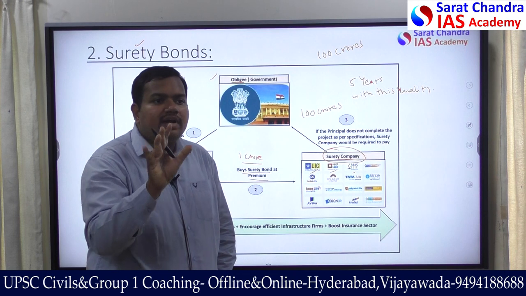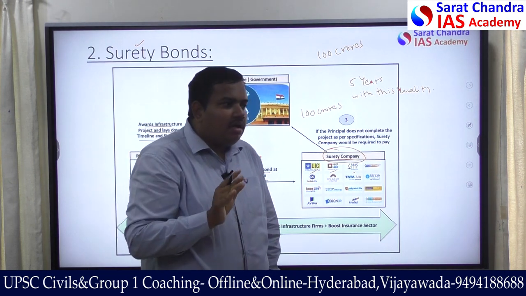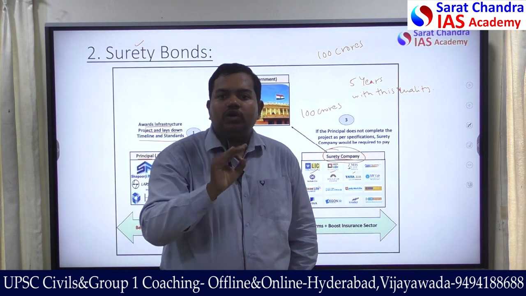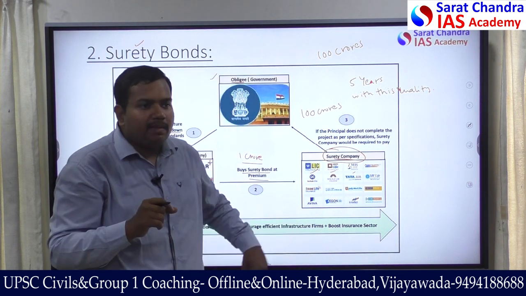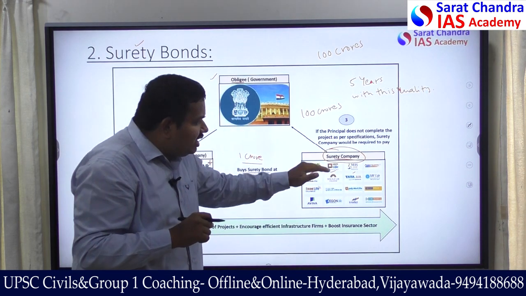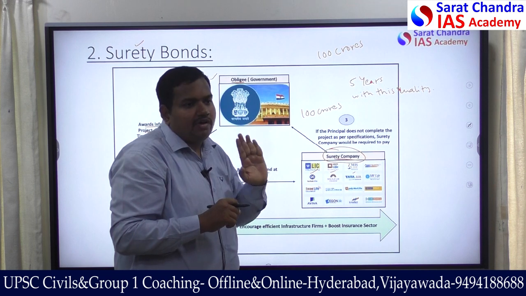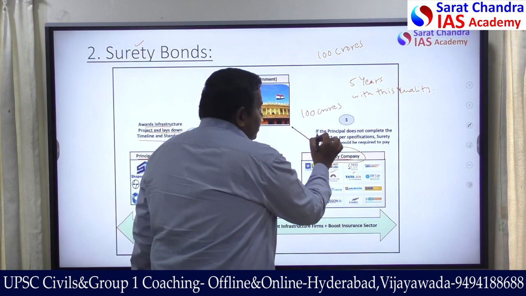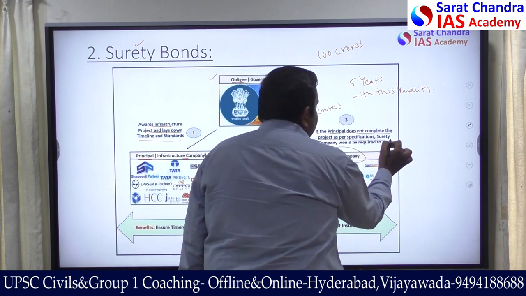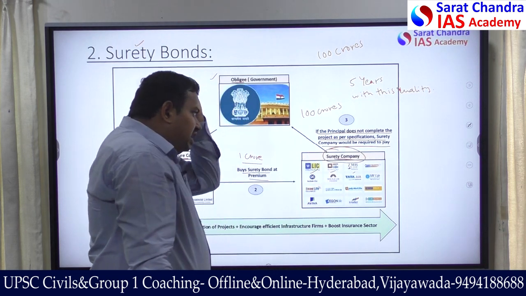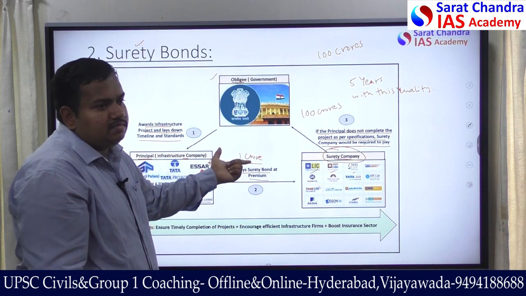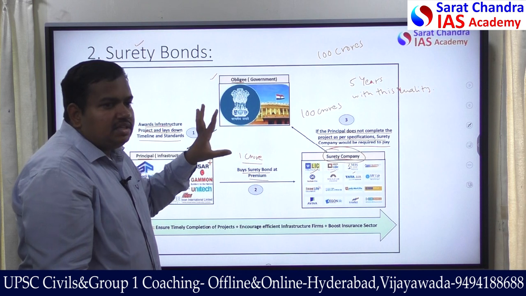Instead of pledging our 100 crore asset with a bank, now we are going to just buy one surety bond from a surety company at a premium. And that surety company is going to provide the guarantee for the government. So if the principal does not complete the project as per the specification, the surety company will be required to pay. Okay, so this is the concept.